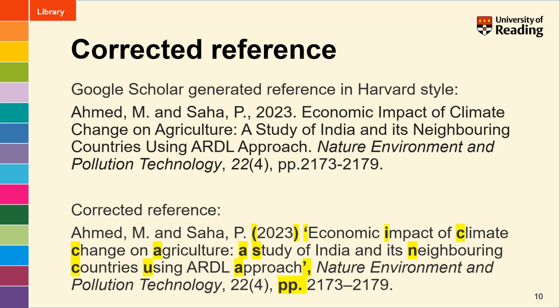On this slide, we've got the Scholar generated reference at the top and a corrected version at the bottom. Most of the changes we need to make are around punctuation. The first thing we need to do is remove the comma after the second author's initial and add brackets around the year. Remove the full stop after the year. We then add single quotation marks around the article title and replace the full stop after that with a comma. And then we need to add a space between the pp. and the first page number.